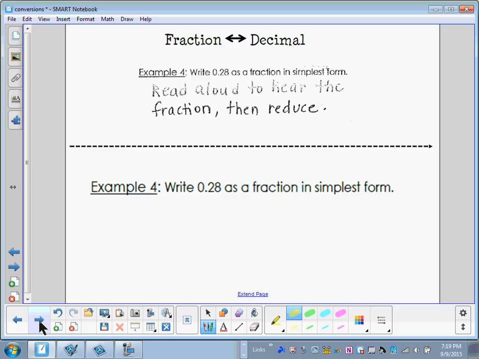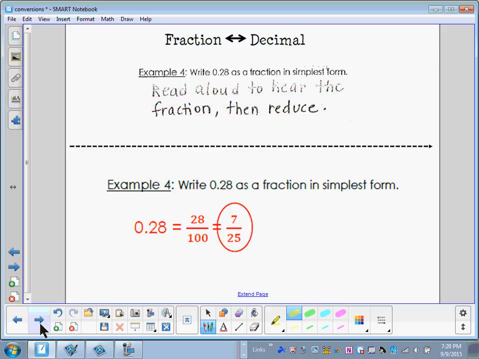To take a decimal and convert it to a fraction, read aloud to hear the fraction and then reduce. So write 0.28, or 28 hundredths, as a fraction in simplest form. 0.28 is equal to 28 over 100, which equals 7/25.